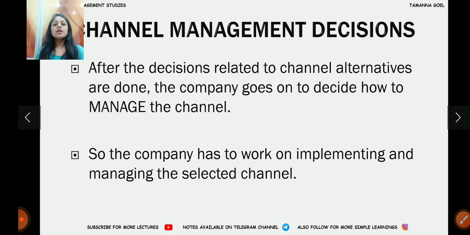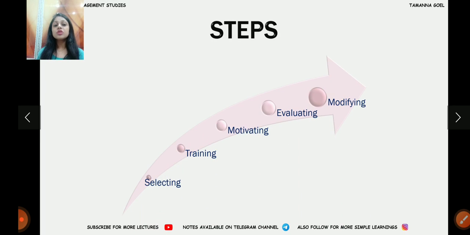All right. So as I mentioned, after the decisions on the various channel alternatives, what channel should I follow, what channel should I not follow, the company goes on to decide how to manage the channel, right? Whatever channel they have designed, now they have to implement it. Now they have to manage the selected channel. So let's see the various steps in the channel management decisions.